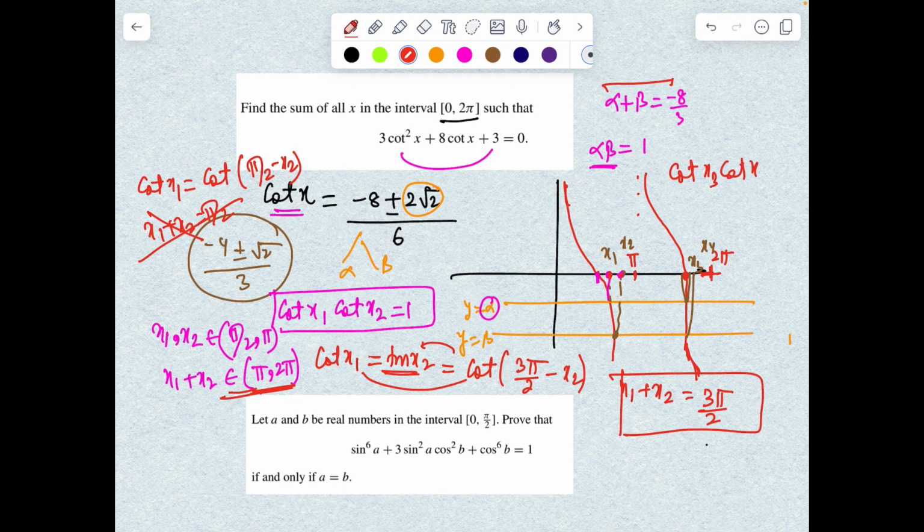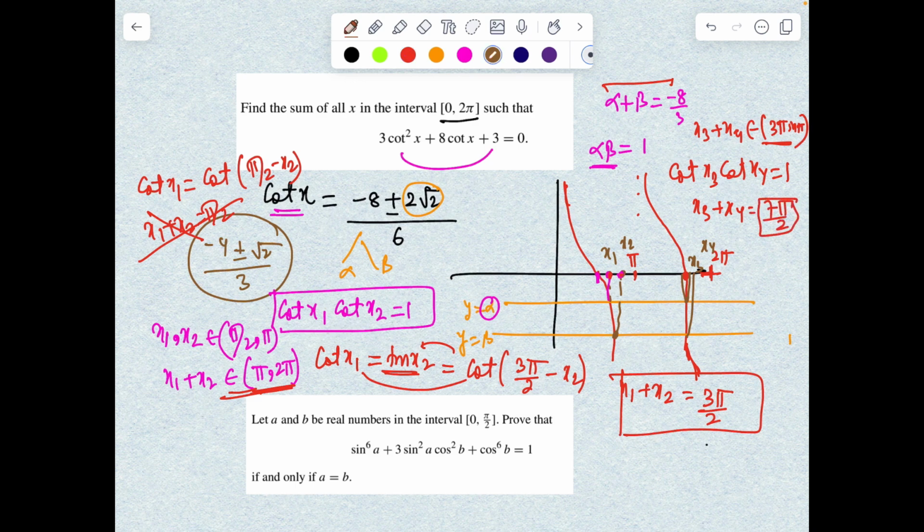Cot x3 into cot x4 has to be 1/3. And now I know x3 and x4 are from the window of 3π/2 to 2π. So their summation will go from 3π to 4π. So x3 plus x4 must belong to 3π to 4π. Now in this window we will still try to solve. So here also we can see 5π/2 will not work because 5π/2 is not in this window. So next what will work is 7π/2. Alright.